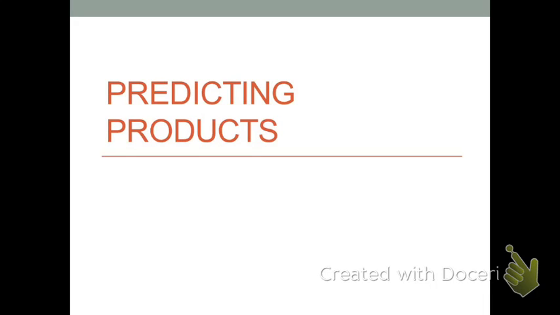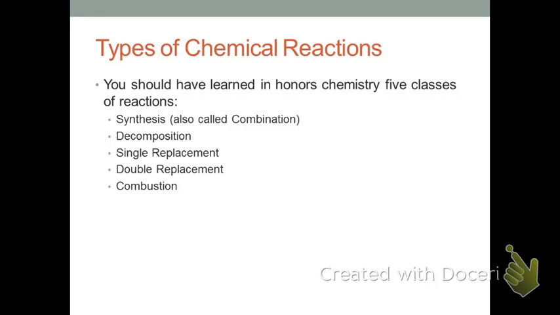Okay, this is your 6th video and it is about predicting the products of reactions. You should have learned this in honors. There are 5 classes of reactions: synthesis, which is also called combination, decomposition, single replacement, double replacement, and combustion.